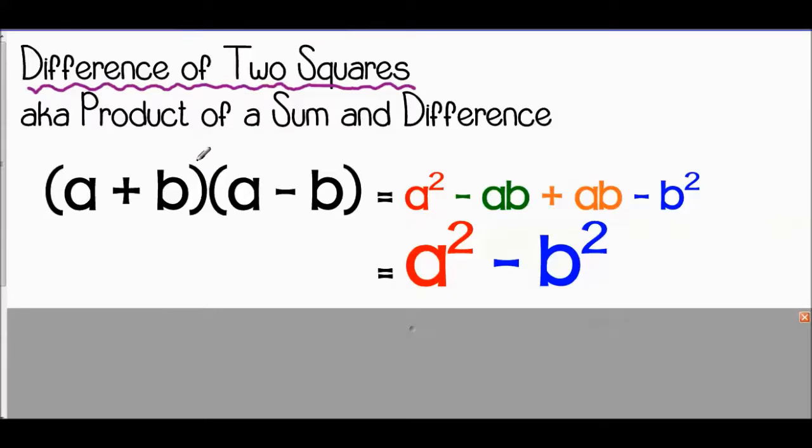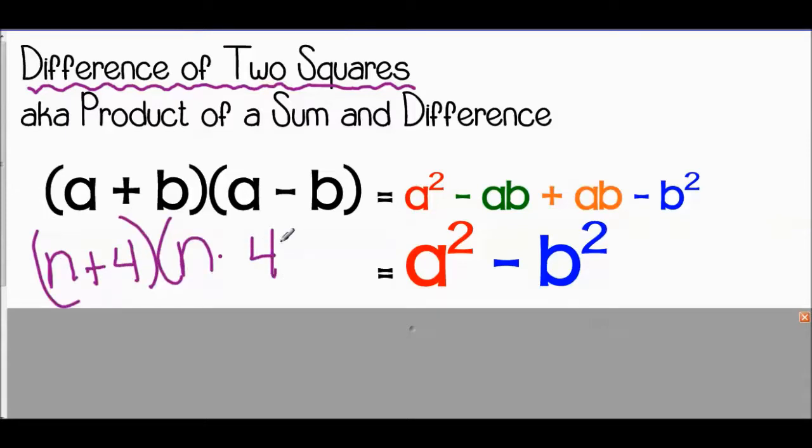I can't write it with an exponent on the outside because the base is different. So the numbers, or the monomials, the terms there are the same. It's an A and an A, a B and a B. But I have a plus here and a minus here. So this would be like if I had n plus 4 times n minus 4. The difference is the adding and the subtracting. Outside of that, they are the same.